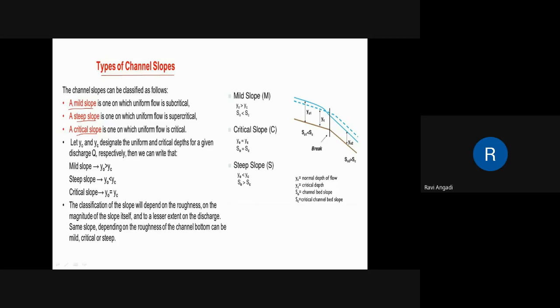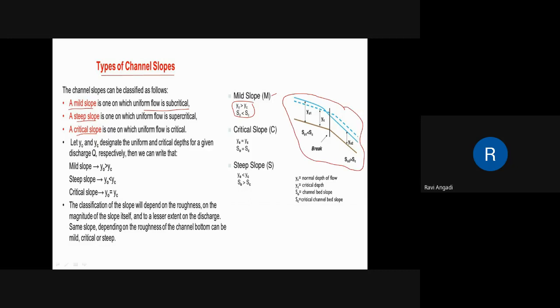So what does mild slope mean? A mild slope is one on which the uniform flow is subcritical. So what are the conditions for the mild slope? Just look at this condition. The mild slope is represented by M. M means mild slope. You all can see the picture of this channel here.